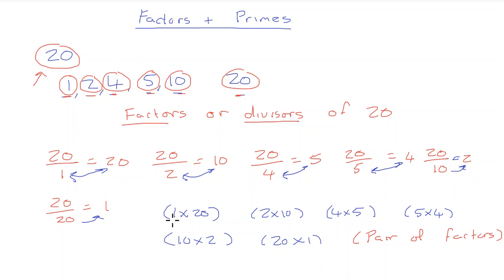You notice that each of these numbers by themselves will divide into 20, and then when you multiply them by each other, it gives you 20. So for example, 2 and 10 both will divide into 20, and when you multiply them by each other, you get 20 as well. So these are known as pairs of factors, or factor pairs.